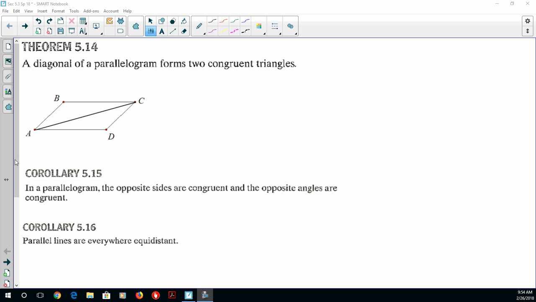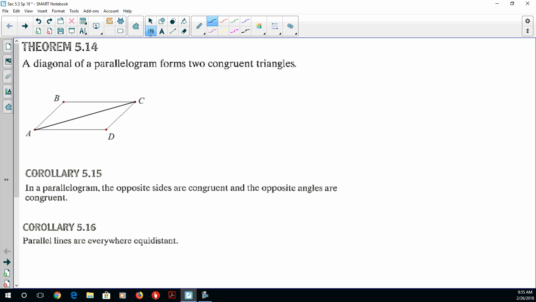Let's get started. Theorem 514: A diagonal of a parallelogram forms two congruent triangles. Okay, so let's draw a diagonal here. Form two congruent triangles, sorry. Okay, and we have two triangles.